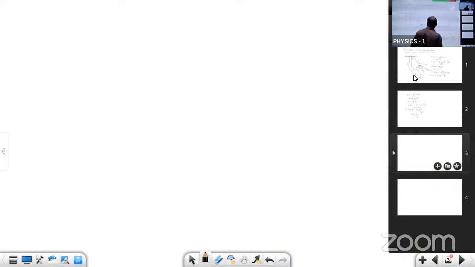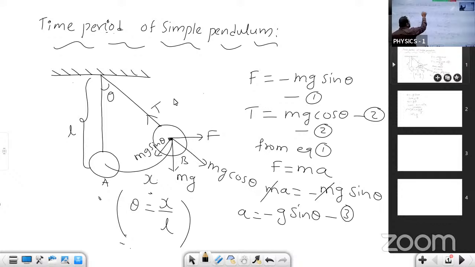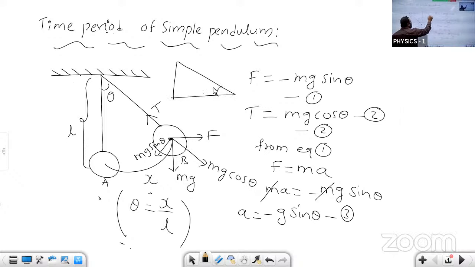See here, generally this is sin theta only. Theta is quite opposite x, hypotenuse L. So sin theta equals opposite side by hypotenuse, that is theta equals x by L. We are taking the mathematical condition: instead of sin theta, theta angle equals arc per length.